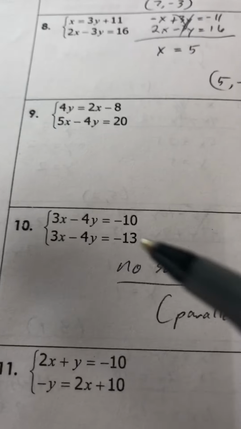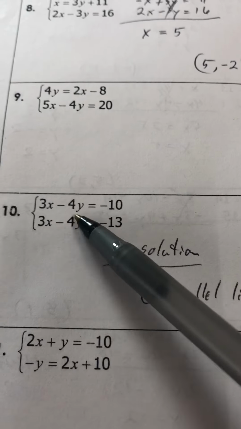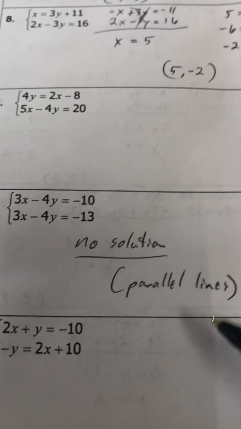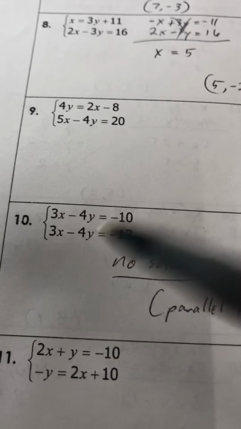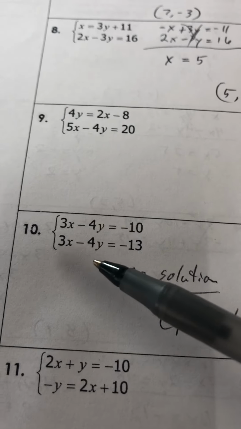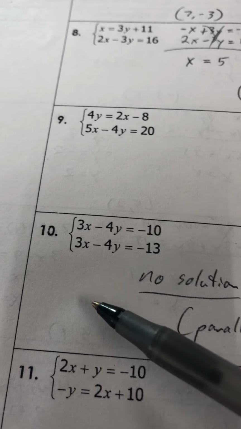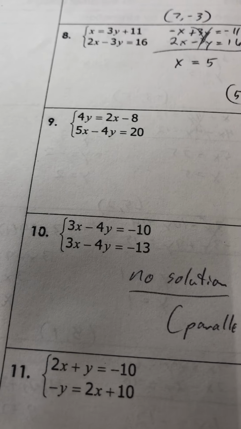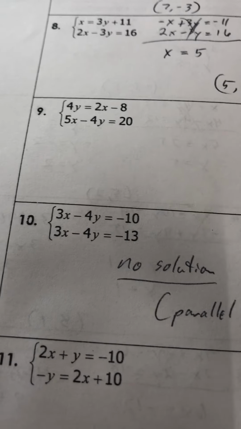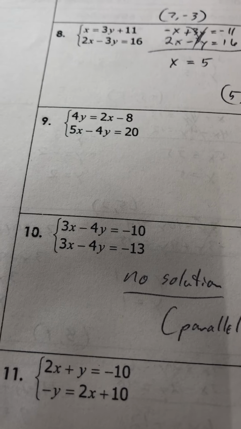Number 10 is easy. Looking at these, they are actually the same problem, so there's going to be no solution. They're parallel lines. If you were to work these out into slope-intercept form, you would see that they have the same slope. Having the same slope means that they're never going to intersect.